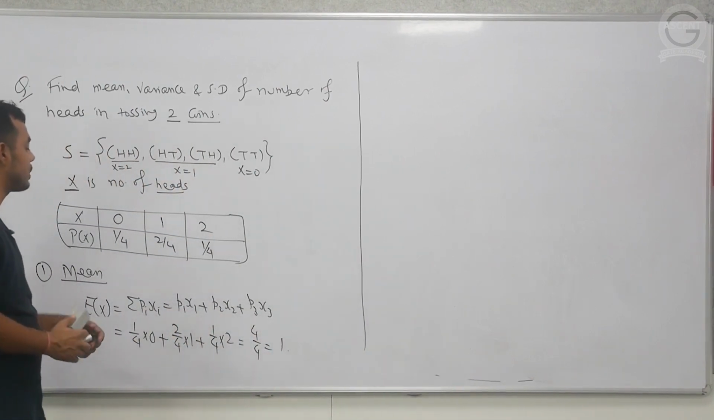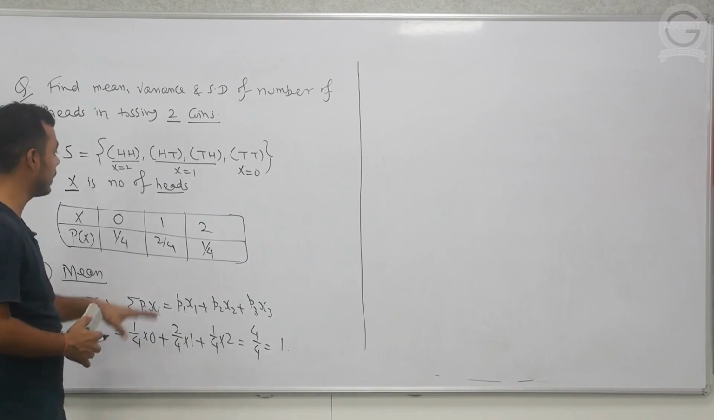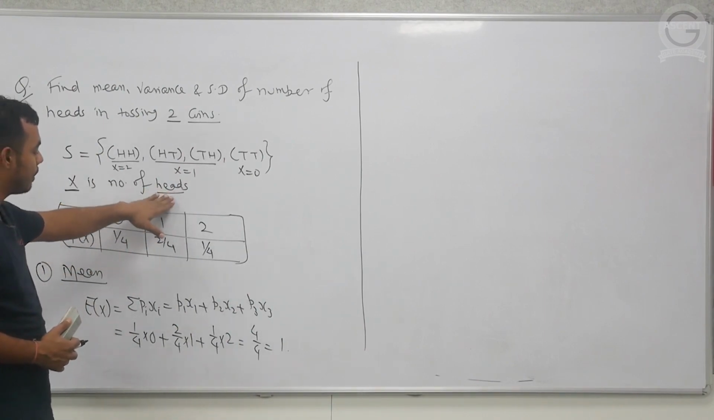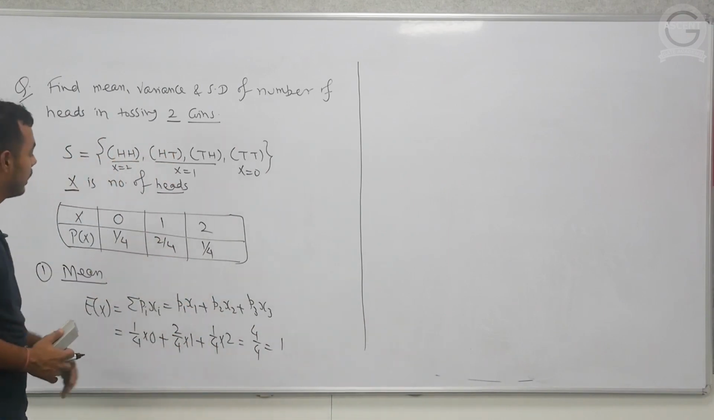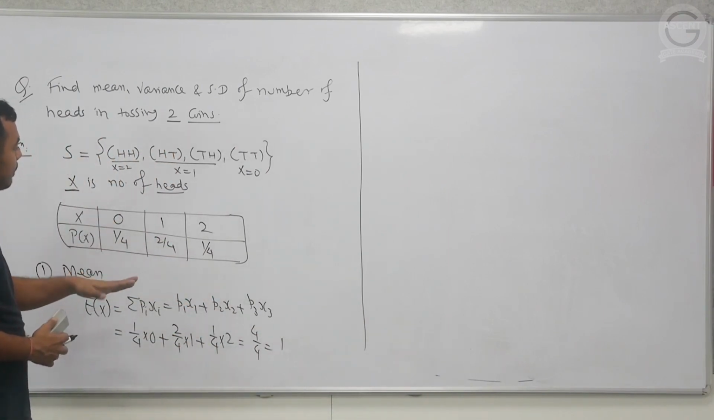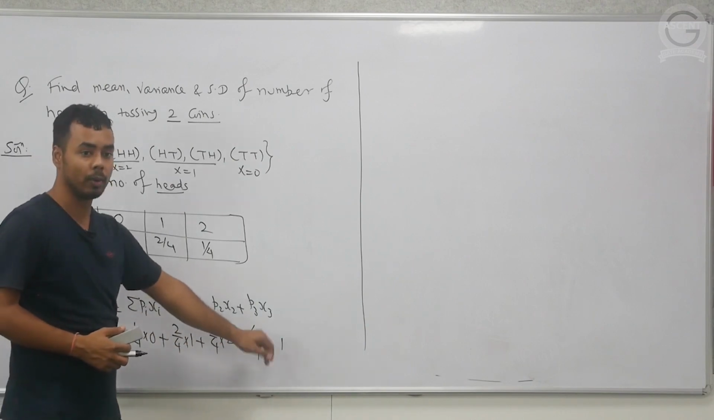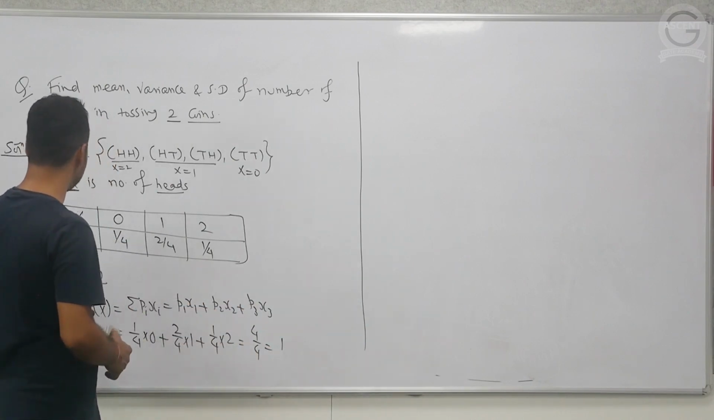So this means you are tossing two coins, then the average value or expected value of number of heads will be 1. This simply means if you repeat the same experiment a number of times, then the average value of number of heads that you are getting will be 1. So this was the first result.